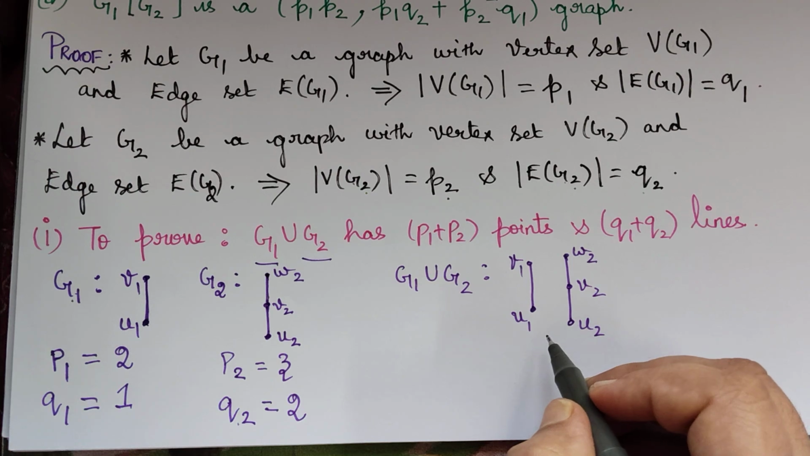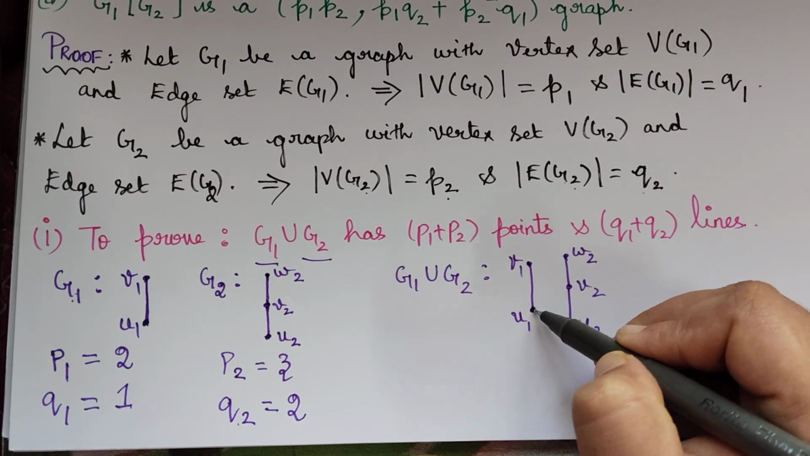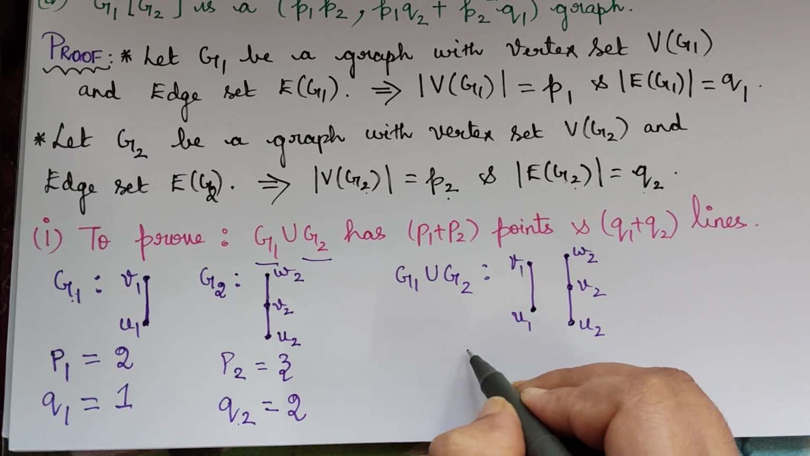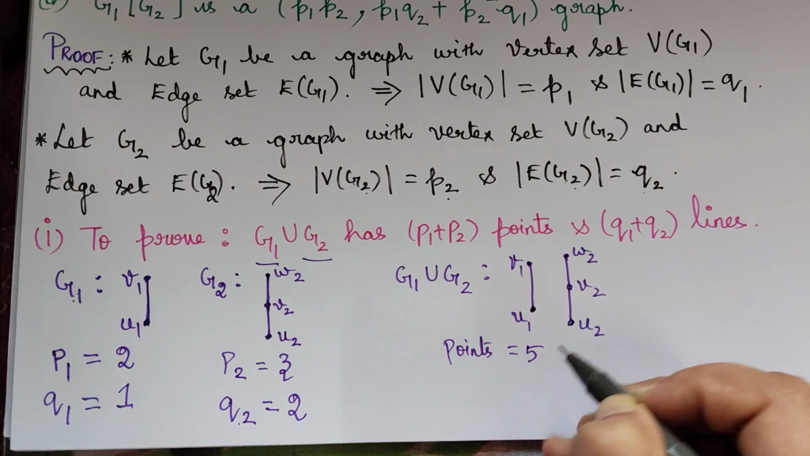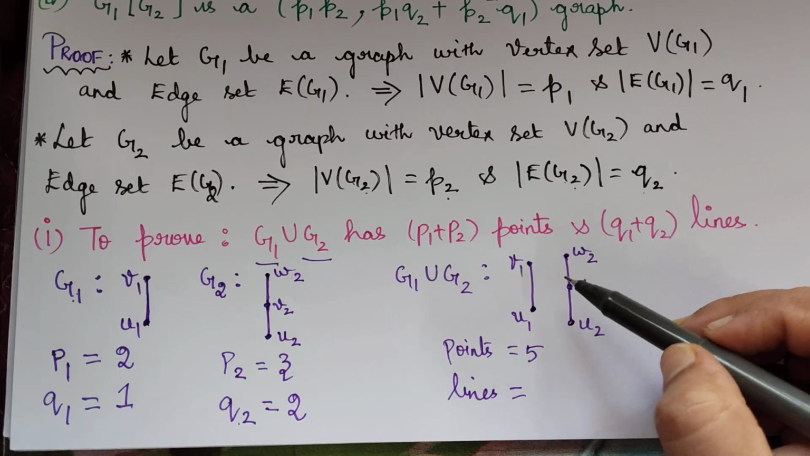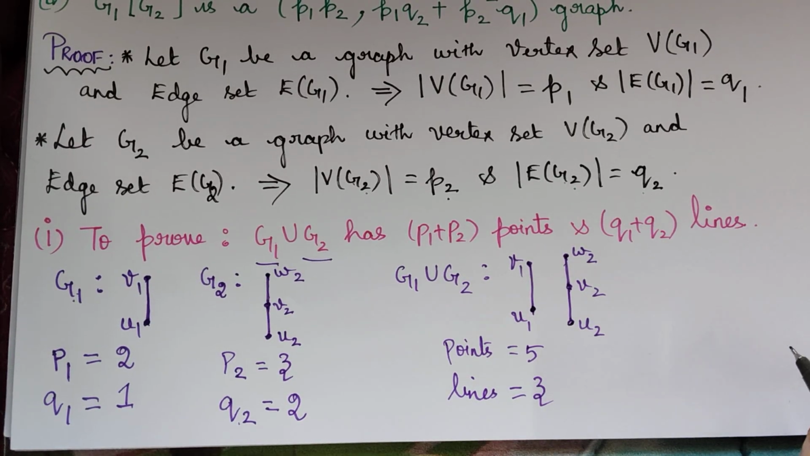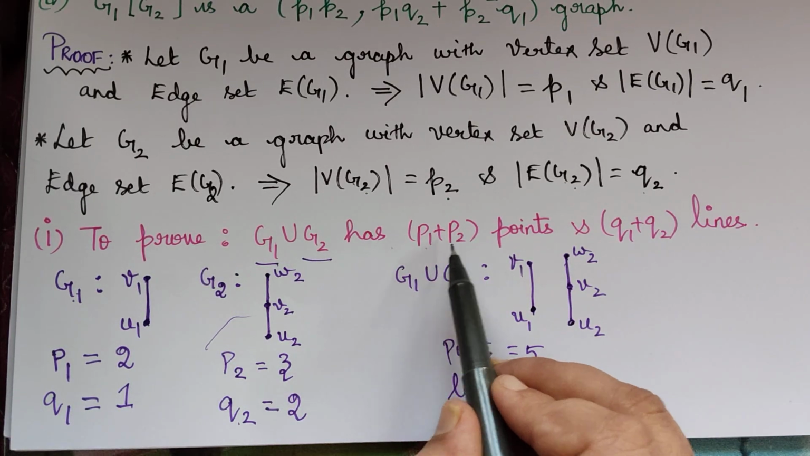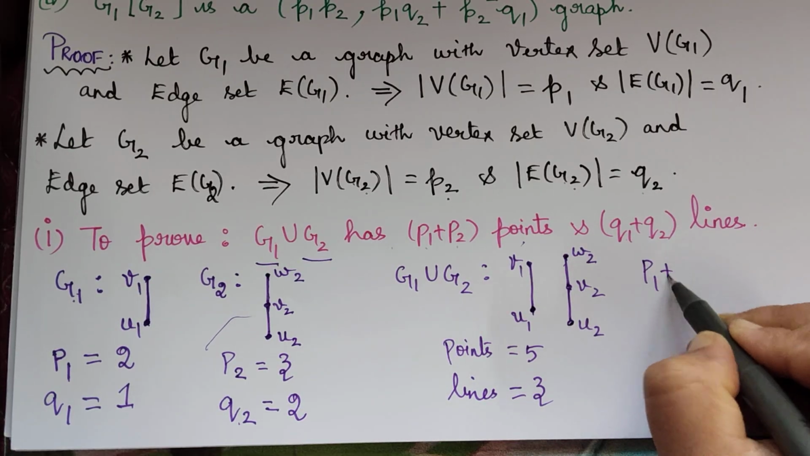So now if you take it that way, how many points does it have? It has 1, 2, 3, 4, 5. So the number of points is 5. And the number of lines, if you check, will be equal to 1, 2, 3. So 3 lines we have. Now, as per this theorem, we have to prove that it has P1 plus P2 points and Q1 plus Q2 lines. So, what is P1 plus P2?